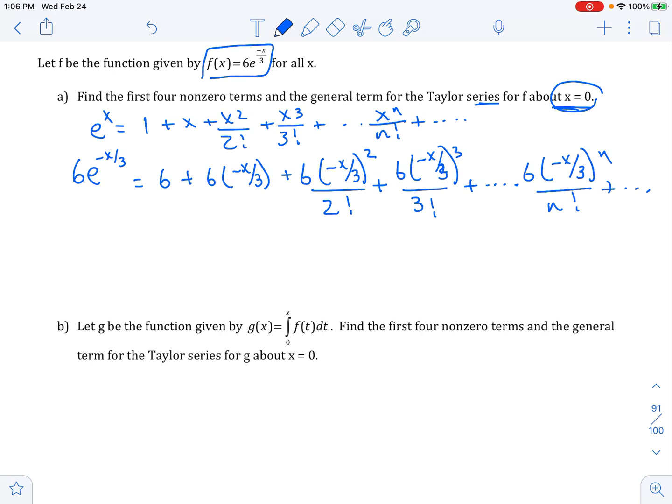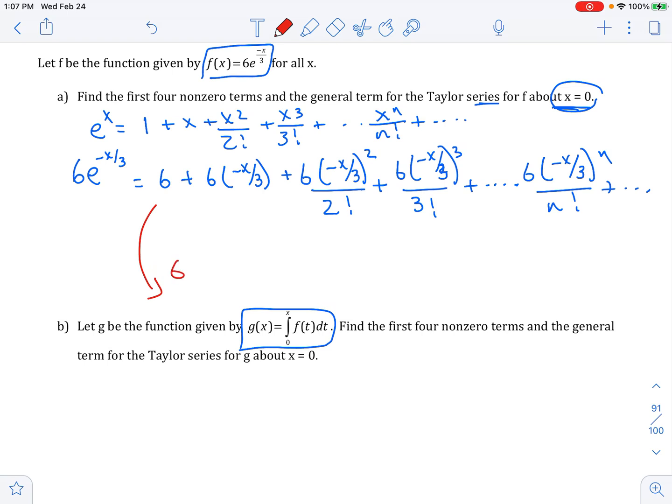Okay, now in part B, it says there's another function called g, which is the antiderivative of f of t. So they want you to find the first 4 terms of this new function g. So we're going to go ahead and integrate the function that we came up with above. Now this is where I want to maybe simplify things a little bit because that'll make it easier when we have to integrate. So before I do the integration for part B, I'm going to clean this up a little bit.